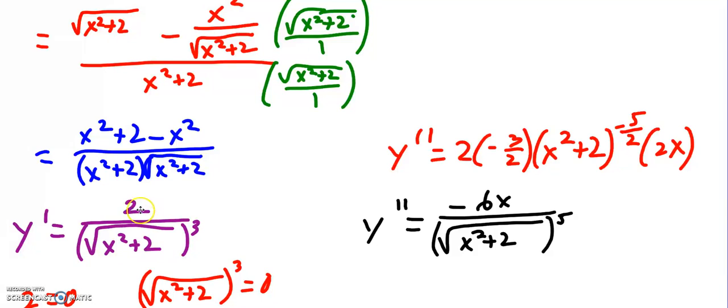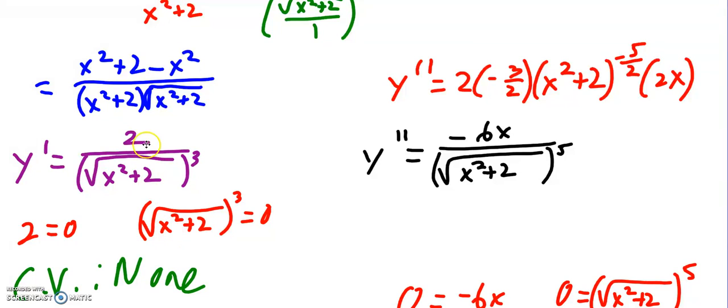So then I can do the second derivative, where I will not do the quotient rule. I will first think of this as 2 times (x squared plus 2) to the 3 halves. I'm sorry, to the negative 3 halves. So then I will bring down negative 3 halves, (x squared plus 2) to the negative 5 halves, times 2x, and then rewrite this. So the second derivative is negative 6x over the square root of x squared plus 2 to the 5th.